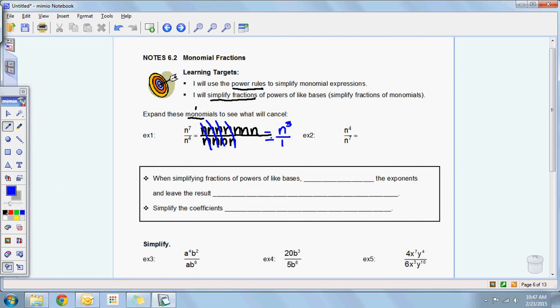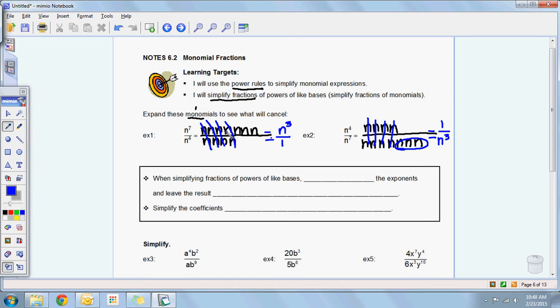Let's see how it would look on this fraction if we expand it. This time we have n times n times n times n on top, and then 7 n's on the bottom. So we're still going to have that civil war. Let's see who battles it out. These guys are gone, gone, gone, and gone. Now we have 3 n's on the bottom that are left over, or in the south. So we have 1 on the top over n to the 3rd on the bottom. So that's a visual way to simplify monomial fractions.